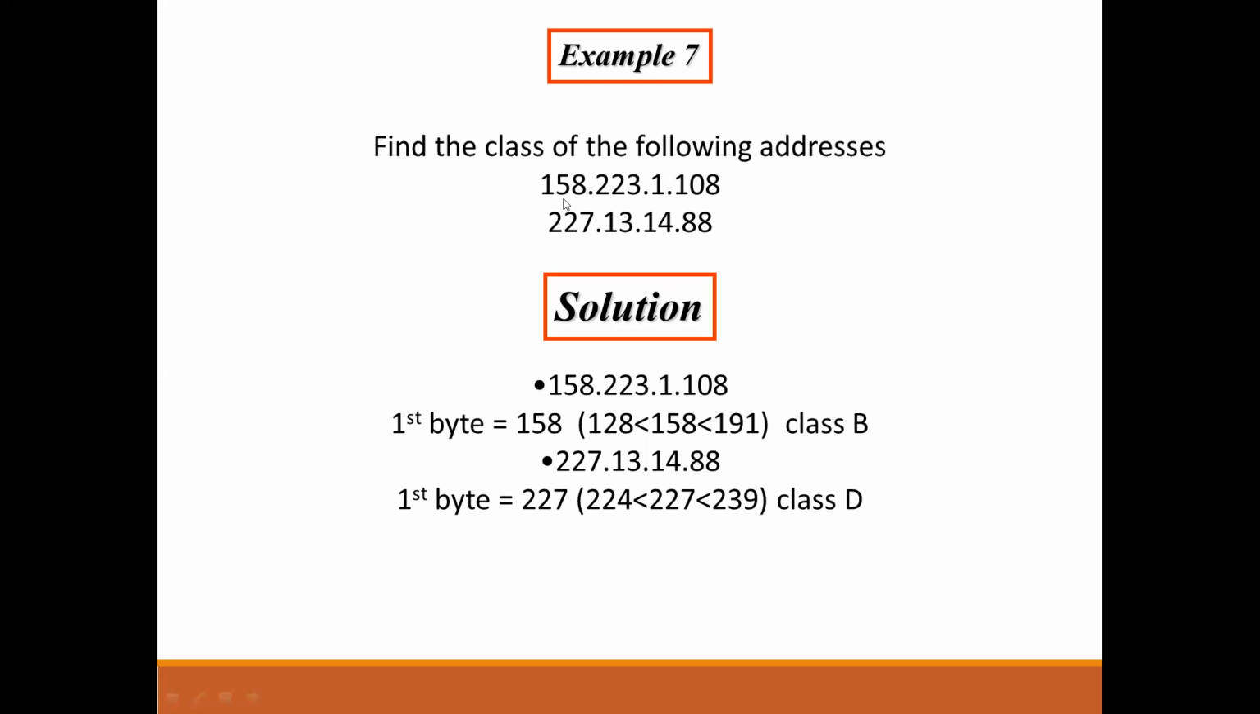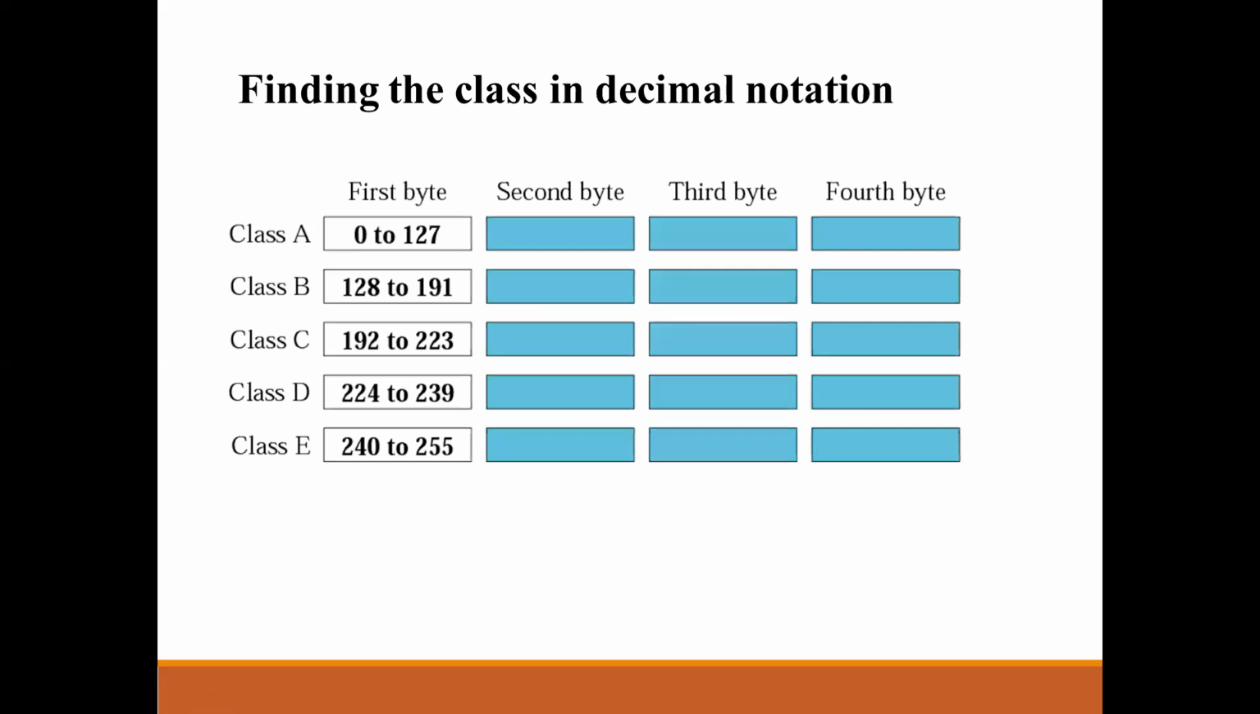So here the first example is 158.223.1.108, and the second example is 227.13.14.88. So, the solution for this problem. First we'll check the first problem, that is 158.223.1.108. What we have to do is check the first byte. Here the first byte is 158, and we have to check the range given there.